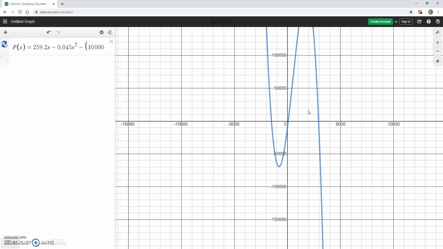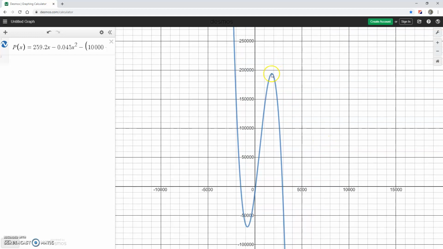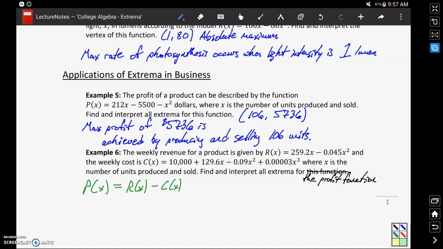And if we zoom out, we'll eventually find where we have, in this case, two different extrema occurring. We have a local maximum and we have a local minimum. One point occurring at x equals negative 800, the other occurring at x equals positive 1800. So we have two extrema, which we want to provide an interpretation for.